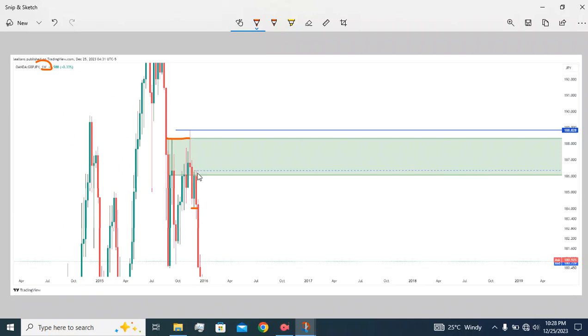Then its high, which is right here. This is where we set our sell order and ride the market downwards. Let's see what happened up front right here, right?